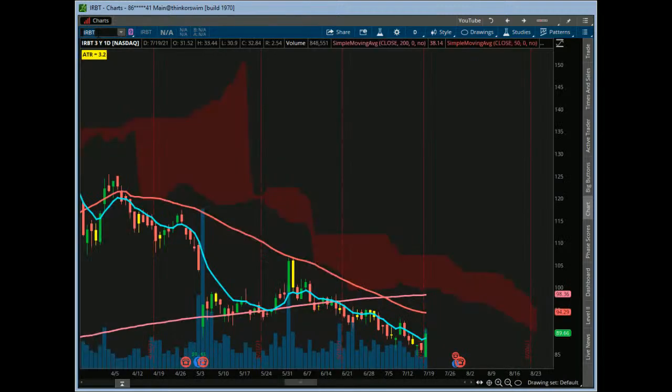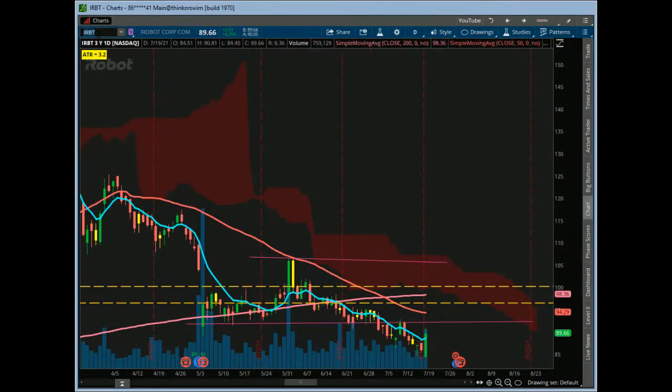IRBT, let's take a look at iRobot. Oh, nice bullish engulfing candle on that one. Wow, and everything was super duper bearish. Look at that thing getting strong here over the ADMA with some volume. Let's see if we get some follow through on that. Great find there. Ollie Wally, what's going on? Good to see you. Thanks for tuning in.